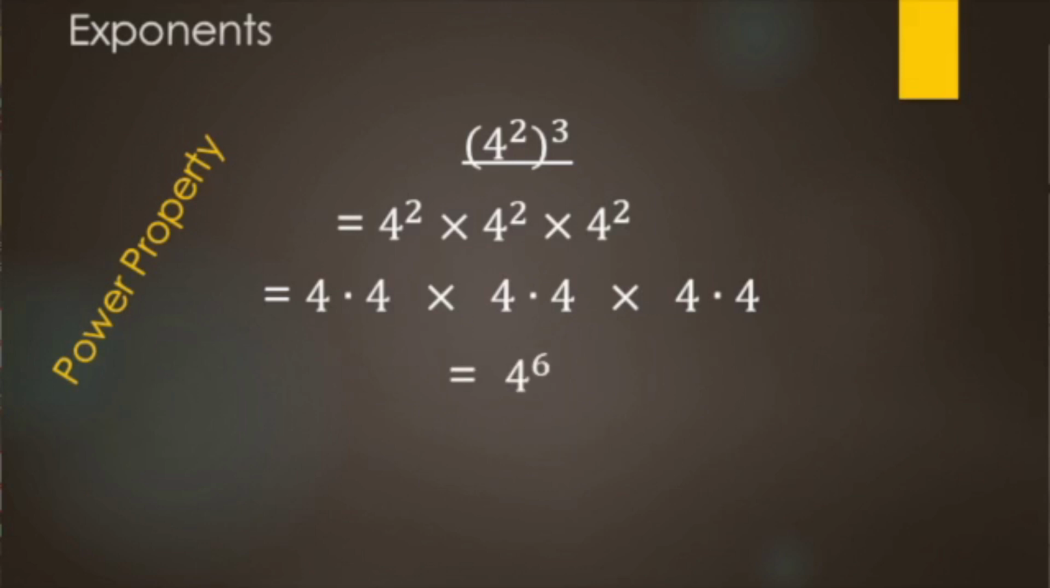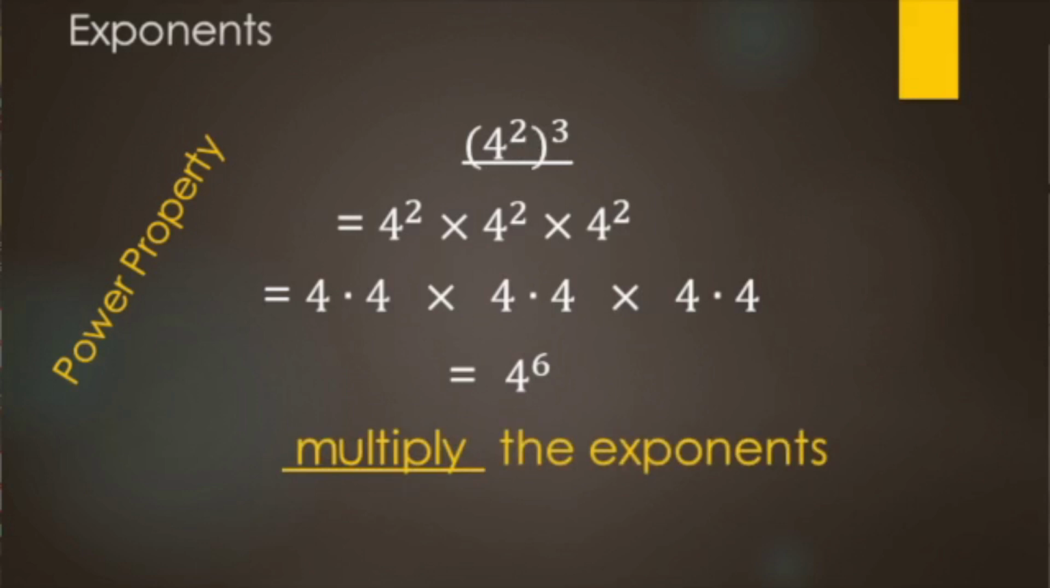And again, you can just look up here. Here we have 3 groups of 4 squared. So 3 groups of 2 4s, 3 groups of 2, it's 3 times 2, right? So anytime you have a power to a power, you are going to multiply the exponents.